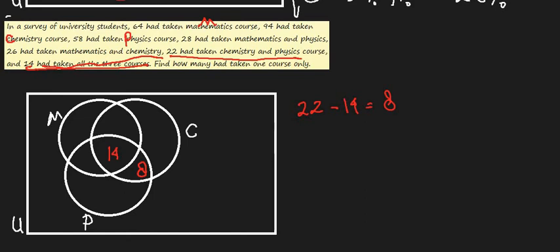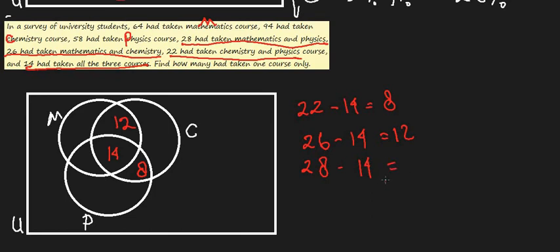And then backward again. 26 taken mathematics and chemistry. Mathematics, chemistry, we have 26. This intersection we have 26. But once again, we have 14 here. We have 26 minus 14 goes with 12. It means 12 students are here. Nice. And then 28 taken mathematics and physics. Mathematics and physics, in this intersection we have 28. So 28 minus 14 equals with 14.